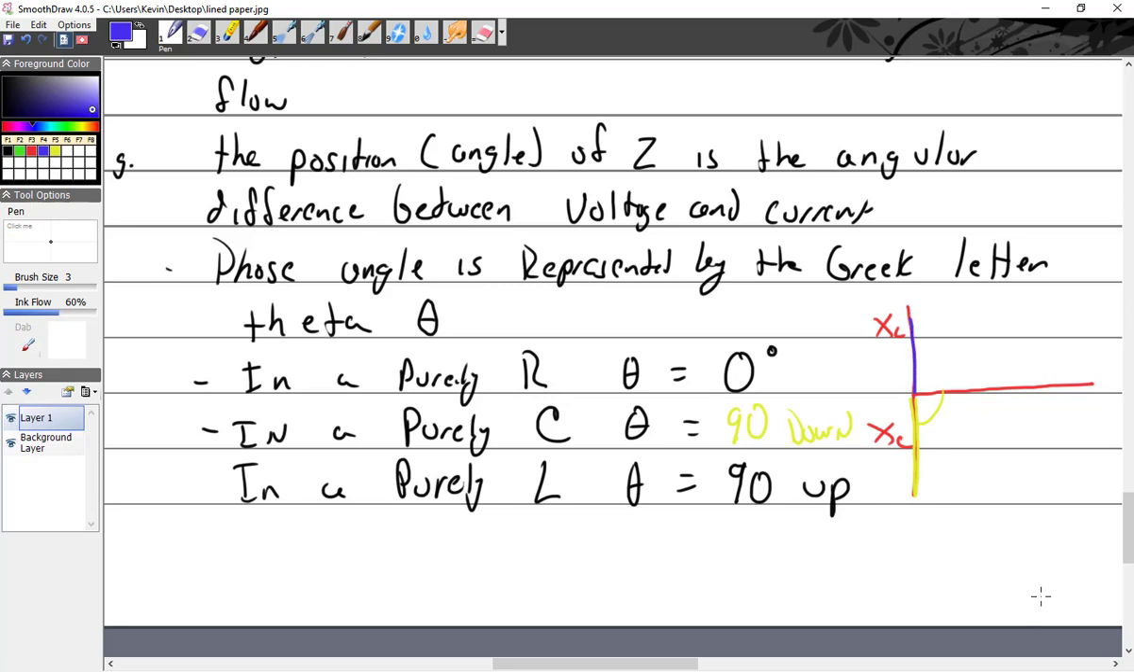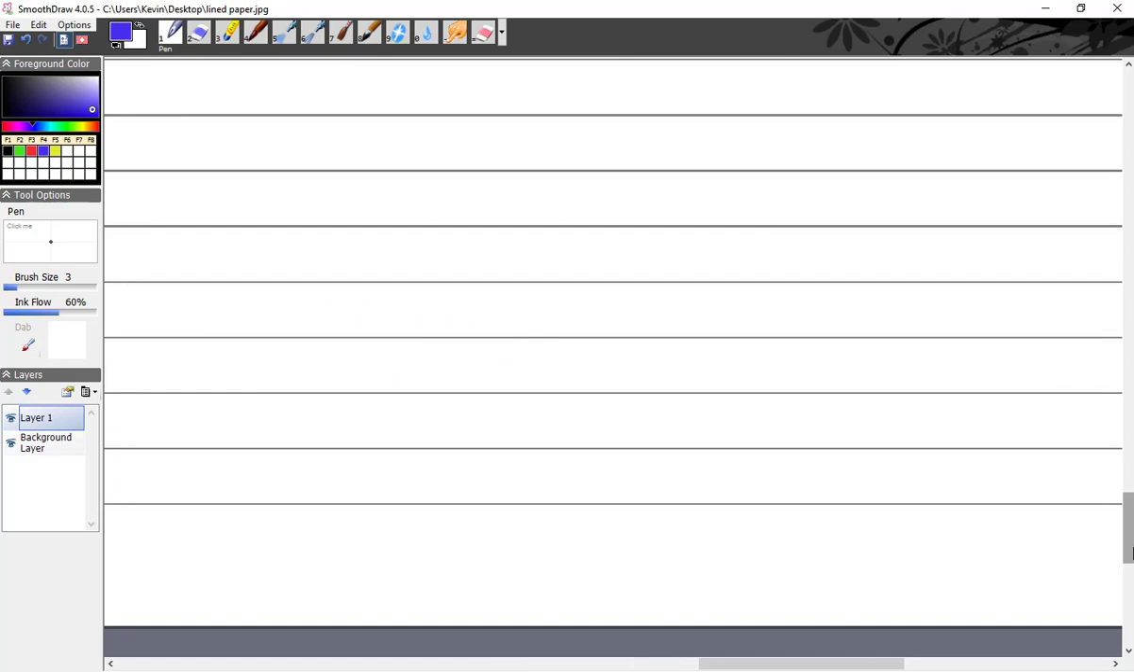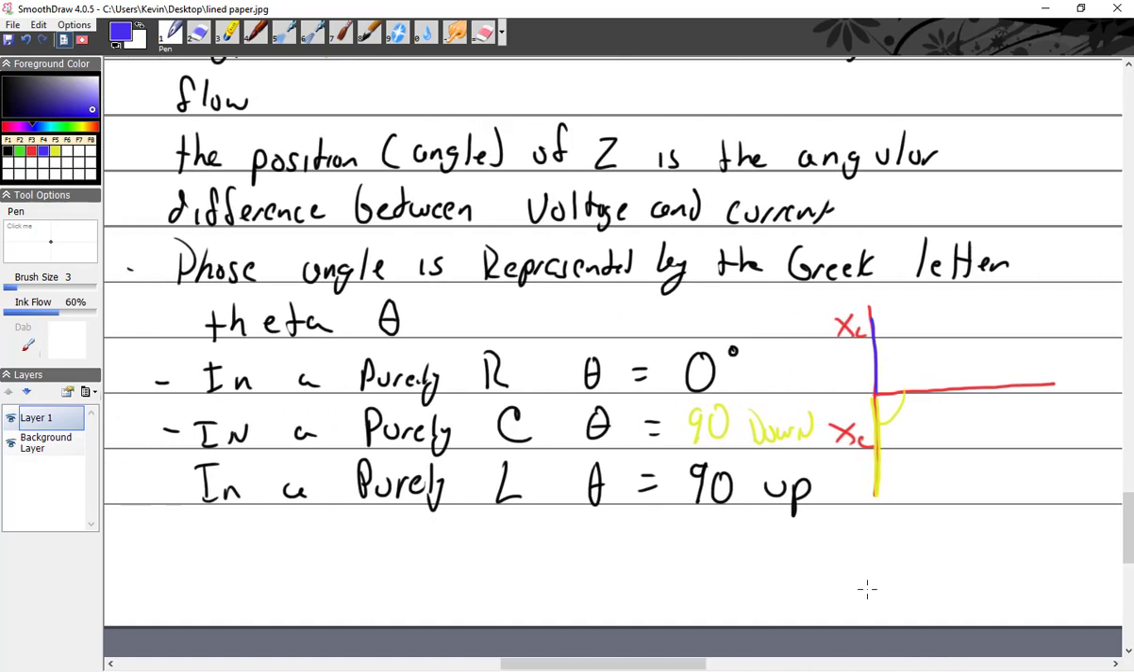All right, so we've got to compute that angle. How are we going to compute that angle? To compute the phase shift in a circuit that is not pure, in other words, if we have a Z that is not perfectly on the R line, perfectly straight up or perfectly straight down, we're going to use trigonometric functions to figure this out.